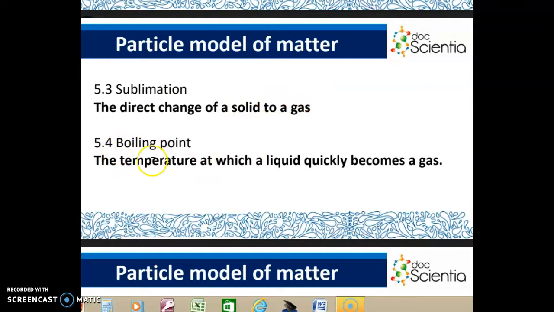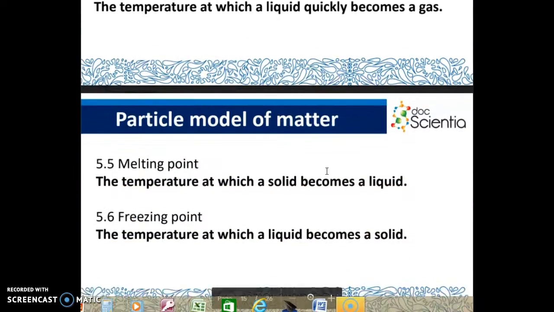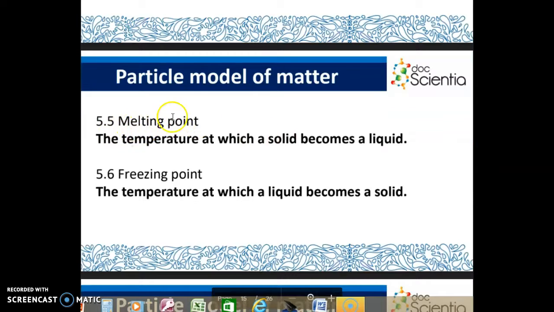Boiling point. Boiling point is the temperature at which a liquid quickly becomes a gas. 5.5. Melting point. The temperature at which a solid becomes liquid. 5.6. Freezing point.